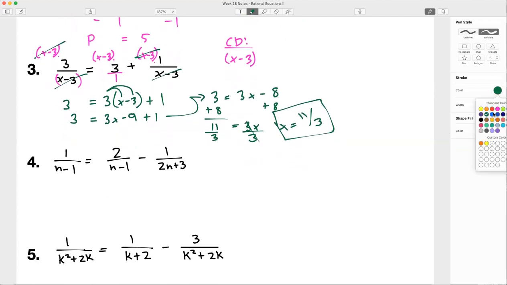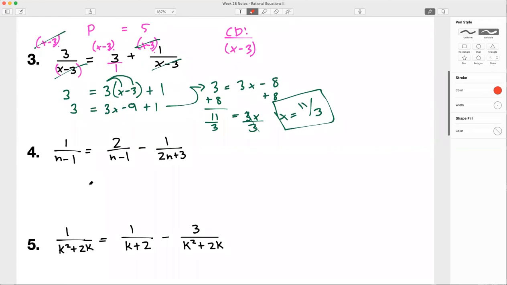Number 4. Try this one on your own. Okay, all the unique factors in the denominator. Well, now we have another binomial, which is interesting, but this right here is a factor, that is a factor, and this is a factor as well. So all of our different factors are, okay, we've got n minus 1, that's 1. We also have 2n plus 3. Okay, so our common denominator is going to be this times that.